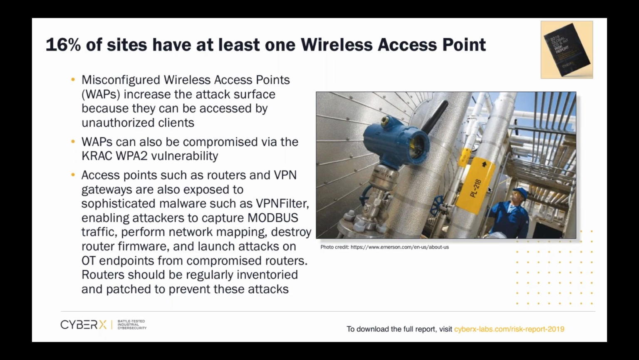Access points such as routers and VPN gateways are also exposed to malware such as VPNFilter, and that enables attackers to capture Modbus traffic, one of the protocols in OT networks, and allows the malicious actor to perform network mapping, destroy router firmware, launch attacks on OT endpoints, and compromise routers. For that reason, the routers themselves should be regularly inventoried and patched to prevent these attacks. But as I mentioned earlier, it's oftentimes easier said than done. So an owner of an asset or an OT network, or someone in charge of protecting an OT network, might want to take other mitigating actions into consideration. And we'll talk about some of those between myself and Darminder.